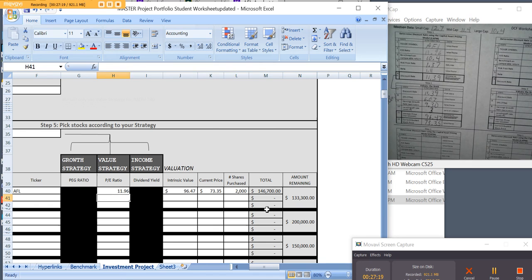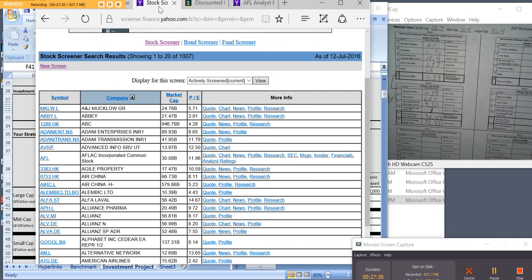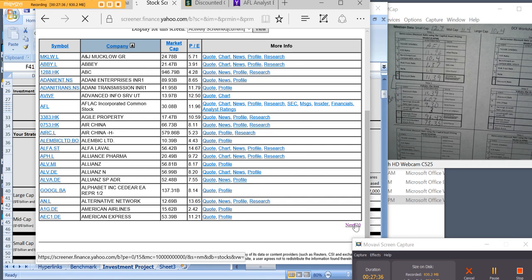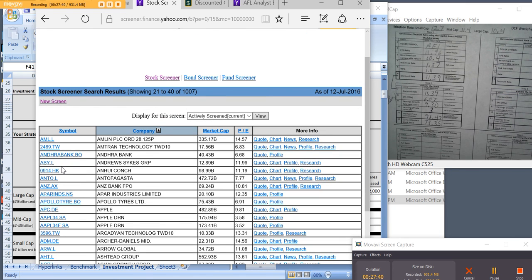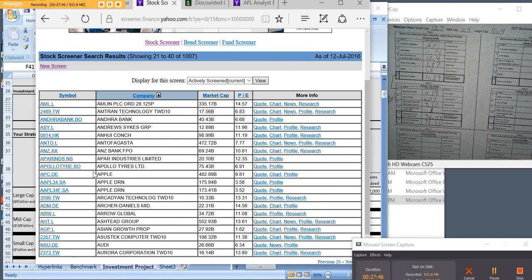So I'm going to start back over here. And I need to find another large cap stock. So I'm going to go back to the stock screener. I have all my metrics set for the large cap. And I'm going to go to the next 20 and see if I find a company that I've heard of. Again, stay away from these stock tickers that are this long, and stay away from the ones that have periods in them. Try to stick with companies that you've heard of before.